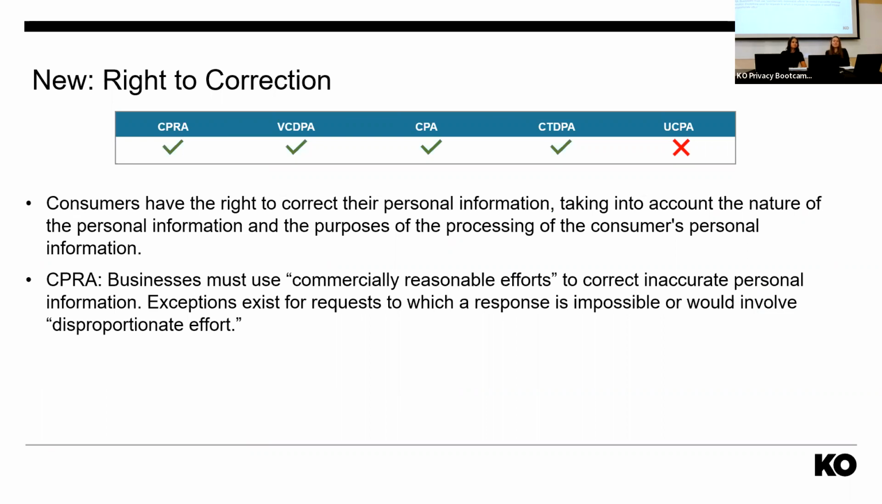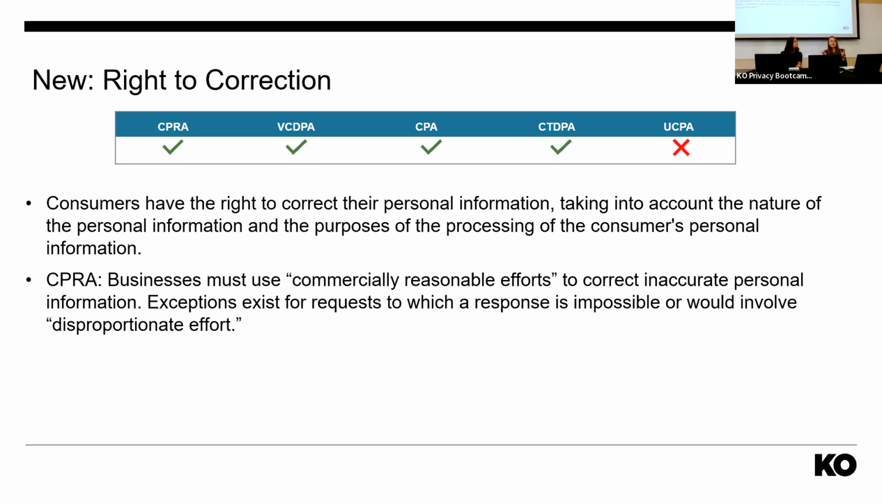So all of the states with state laws so far, except for Utah, have a right to correction. And they all have this caveat that consumers have the right to correct their personal information, taking into account the nature of the personal information and the purposes for processing it. So all of the states give a little bit of wiggle room around how you can receive and process these requests, and potential reasons why you might deny a request. There's not a lot of specifics in most of the state laws.